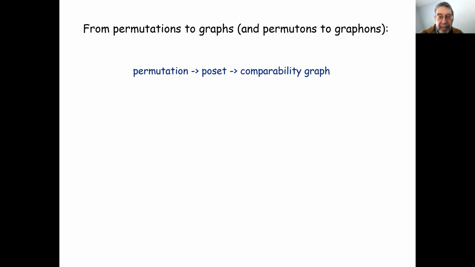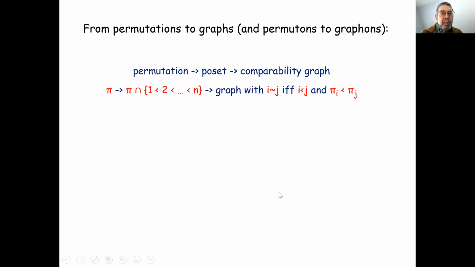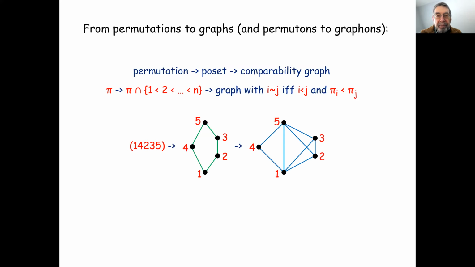And so let's give an example. More specifically, permutation pi intersected with the standard ordering gives us a graph with i less than j if it's less than in numbers and pi i is less than pi j. And here's an example from before: we take the permutation 1, 4, 2, 3, 5. If we intersect that with the standard ordering of the numbers, we get this poset. And if we take the comparability graph of that poset, in other words, we connect two numbers if they're comparable one way or the other, then we get this graph.